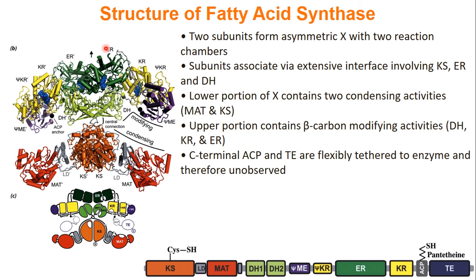Now, to make a fatty acid, 2 copies of the protein will come together to make one structure. And they will interact at the KS, the DH, and the E domain to make something that vaguely looks like an X. The lower portion of our X, that's where our condensing activities of MAT and KS are located. Our upper portions, that's where our beta carbon modifying activities of DH, KR, and ER will be.